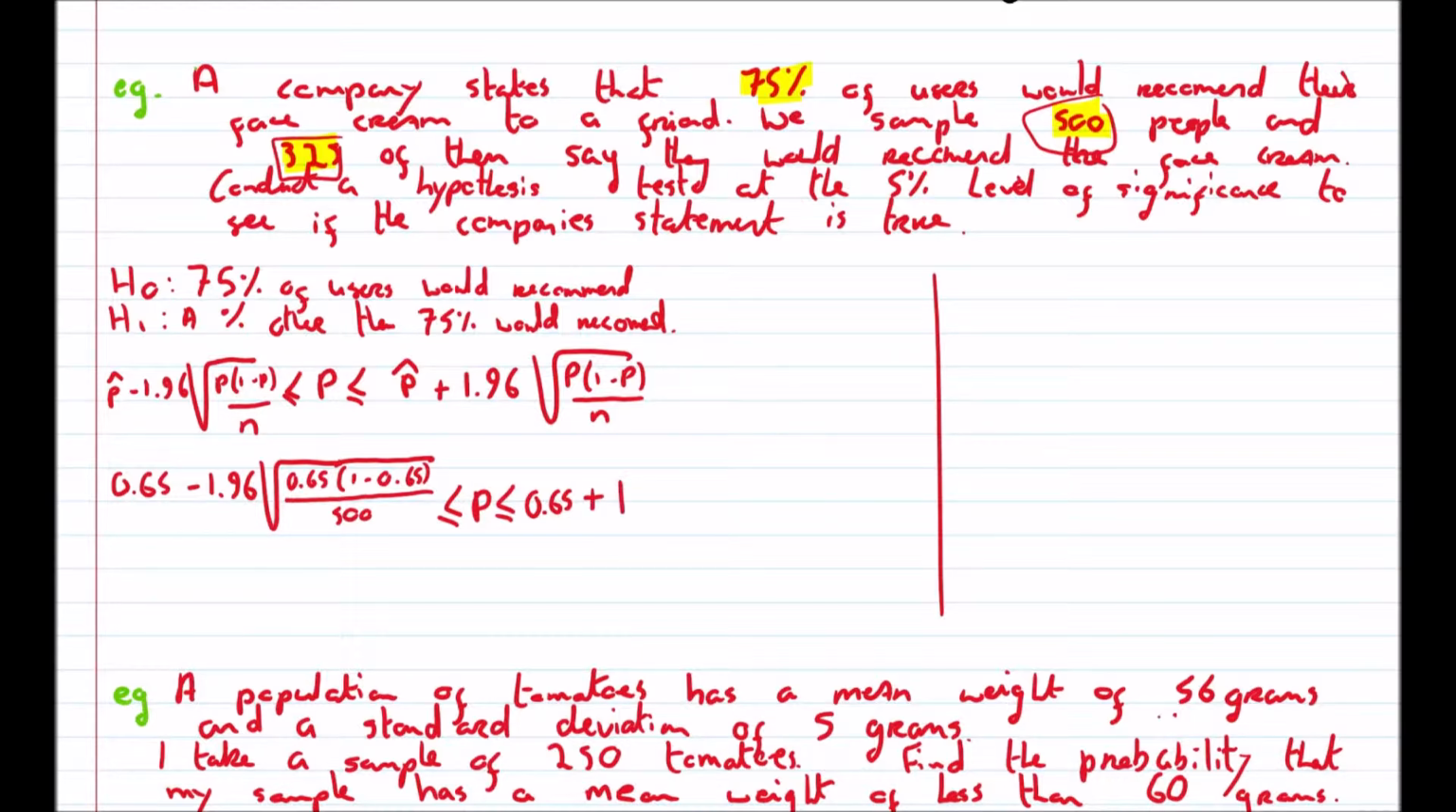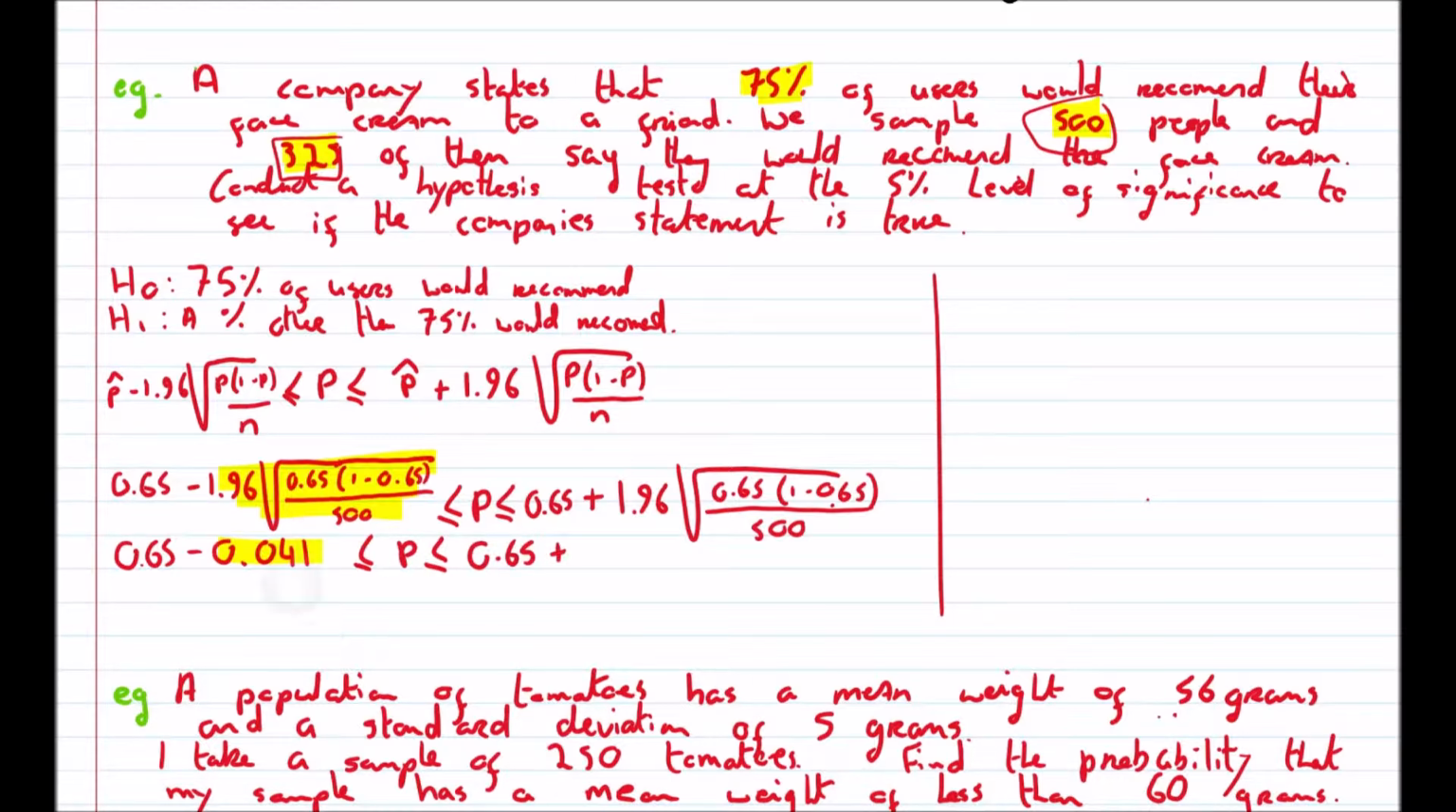Plus by 1.96, 0.65, 1 minus 0.65 all over n, which is the population, which is 500 again. So that is 0.65 minus 0.041. When I put all of this into the calculator, I get this. 0.65 plus 0.041.